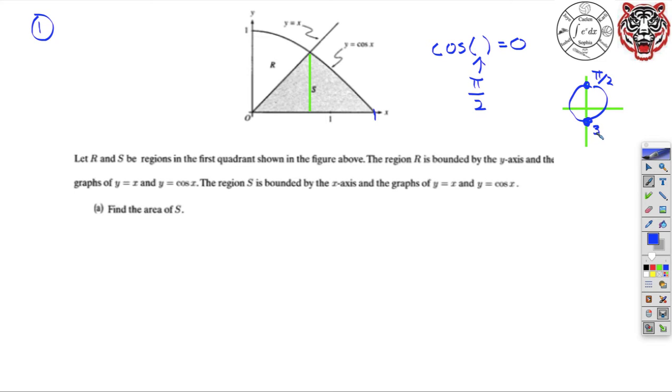Where else is cosine equal to 0? 3 pi over 2. Those are the 2 places where cosine is equal to 0. Now we're in the first quadrant, and we know we're in the first quadrant. So that's how you do it. So we're pi over 2, exactly.